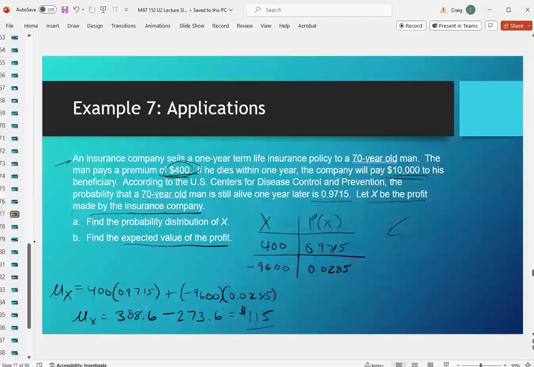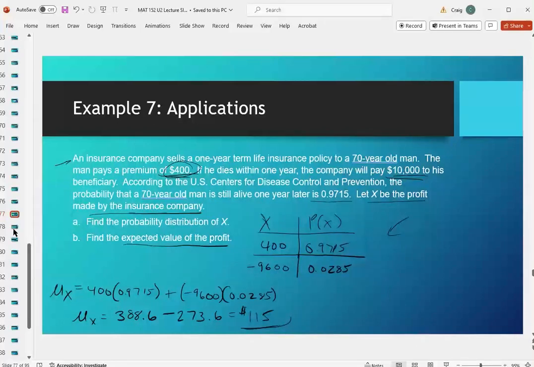Because there's a good chance he'll be alive, but he might not be. If this were a whole bunch of people, and we start adding more and more people, there's more and more chance that most of those people are alive, right? And then over time, if we did this repeatedly, they would start to find that they could expect to make about $115 for each person in the sample. It would be about that much because they'd get 400 most of the time and lose 9,600 sometimes. It'll all kind of work out to where they would get about this much per person. But that's their expected value of the profit from this life insurance deal with the guy.